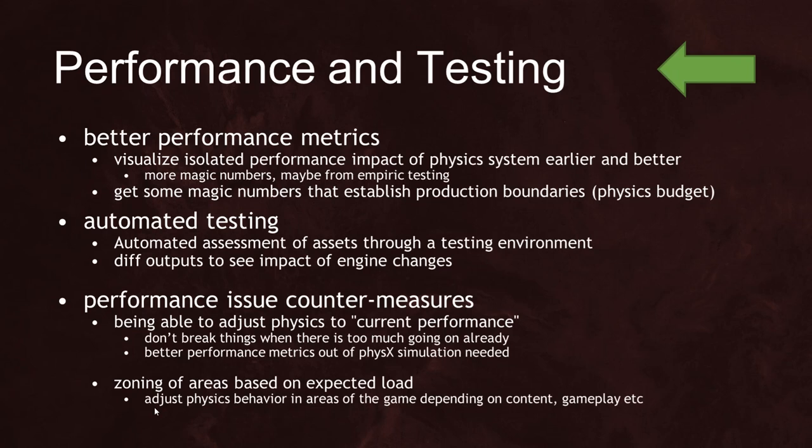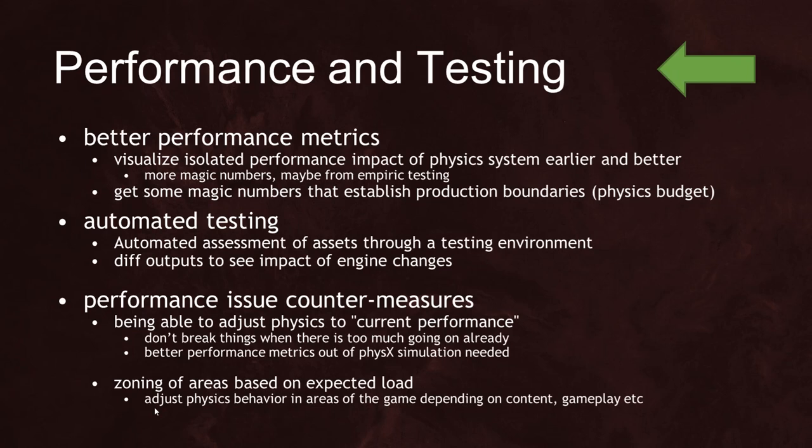And I think one of the big problems with that, and that's sort of input from our engine programmers, is that there aren't all that great physics metrics you can get out of physics, and that would be needed. More information about what is actually going on, what are my numbers right now, to be able to react to that. Another approach for more like level design people and environment artists is zoning areas based on expected load.